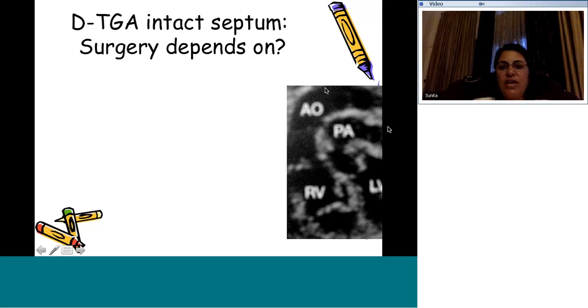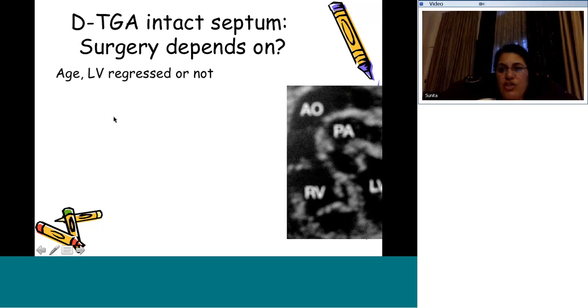Okay, we'll move to D-TGA intact septum. What does the surgery depend upon? D-TGA intact septum. So it depends on LV, whether LV is regressed or not. Okay, what else? So whether LV is regressed or not depends typically on age. We used to also, surgery would also depend upon coronaries, but less so. I think any coronary now the surgeons can handle. So it really depends upon your LV regression and age.